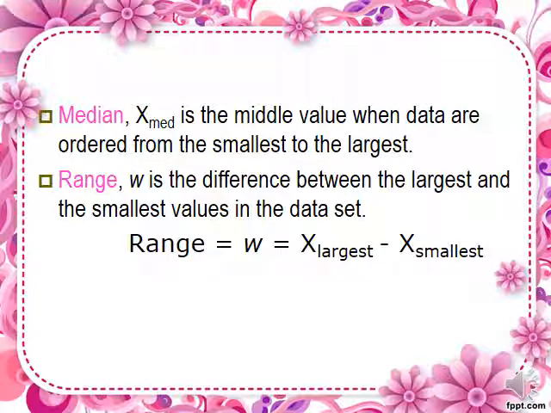Next is median. Median is the middle value when we arrange the data from smallest to largest. Range is the difference between the largest and the smallest value in the data set. If the data set has an even number of values, the median will be taken from the two middle values and then averaged.